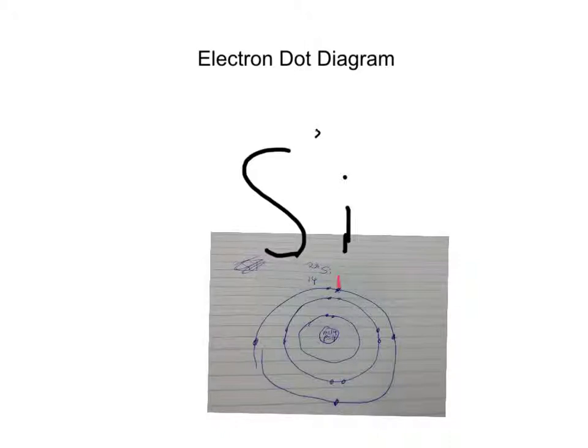So you do that. Here, one, two. Yeah, so we copy this. When you're doing the electron dot diagram, you're just copying the valence electrons. Yes. And that's pretty much all there is to the electron dot diagram.